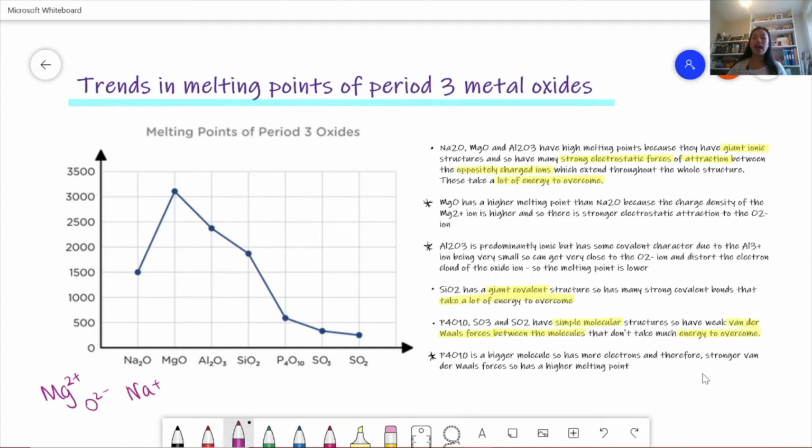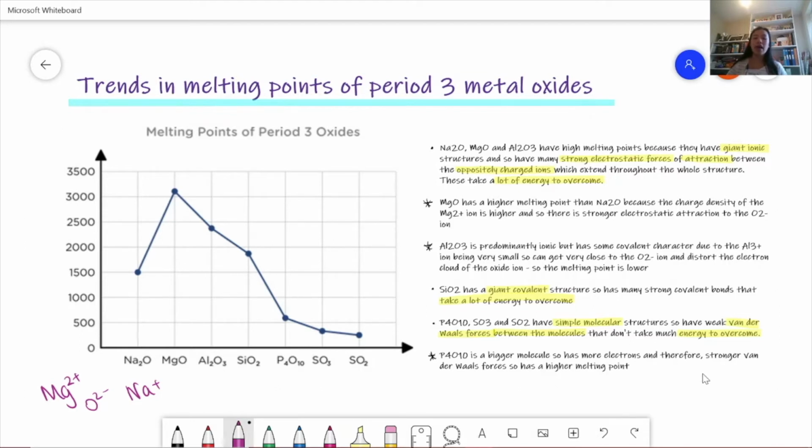And then aluminium oxide is predominantly ionic, but it actually has some covalent character. And this is due to the Al3+ ion being quite small. So it can get really close to the O2- ion, and it distorts the electron cloud of this O2- ion. And so the ions aren't perfectly spherical anymore. And this means that there's some covalent character, and so the melting point is slightly lower than for magnesium oxide.